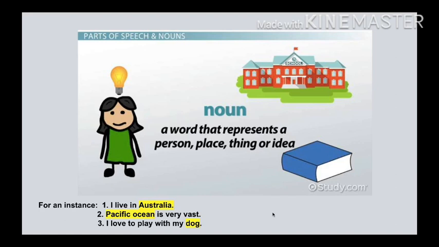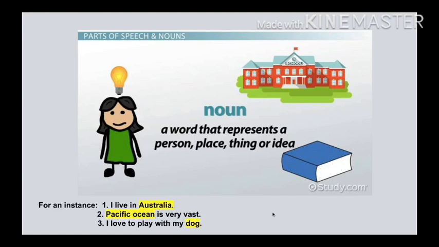If we see the examples written on your screen: I live in Australia. Pacific Ocean is very vast. I love to play with my dog. What are the nouns in these sentences? If we see the highlighted words, Australia, Pacific Ocean, dog, they are the nouns.